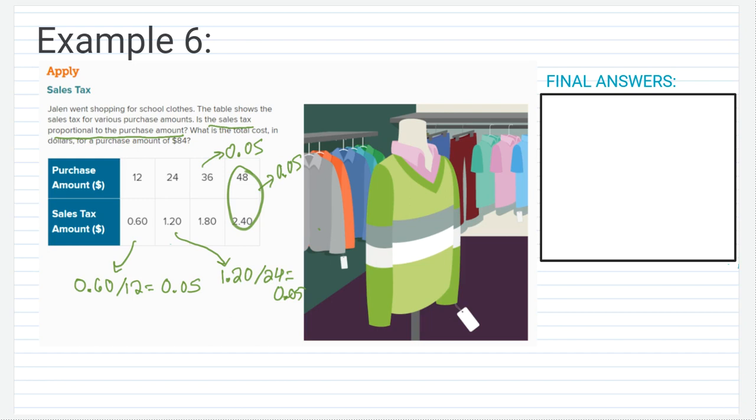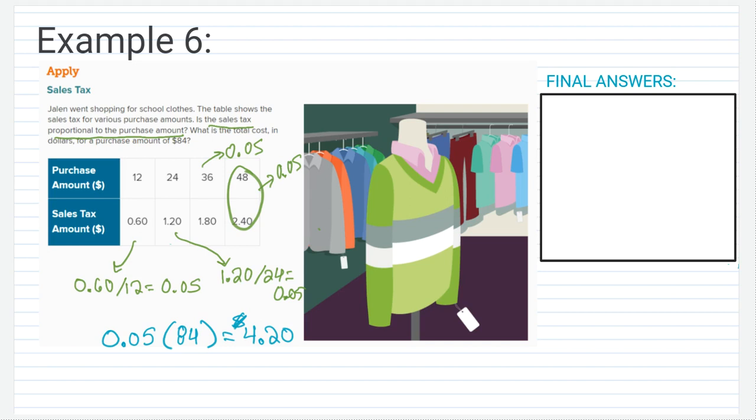So what is the total cost in dollars for a purchase amount of $84? Well, to help us figure that out, that 5 cents per dollar, right? That's essentially what this is, our unit rate here. We can take this .05 and multiply by our purchase amount of 84. Because again, if this is .05 per one dollar, multiplying that out is going to tell us that we're going to end up having a tax amount of $4.20.